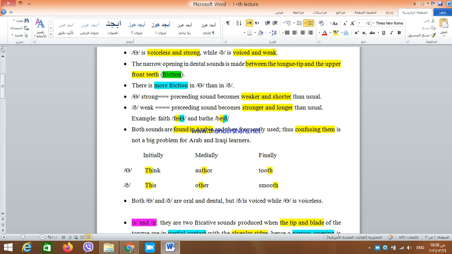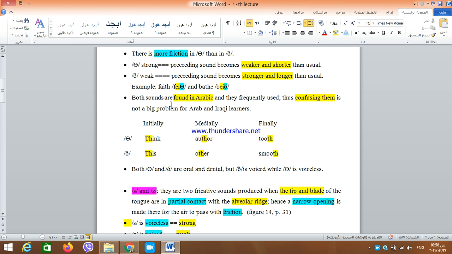So don't forget, when the consonant is voiceless, strong, the preceding sound will be shorter and weaker. When the consonant is voiced and weak, the preceding sound will take its full space and be stronger and longer than usual.